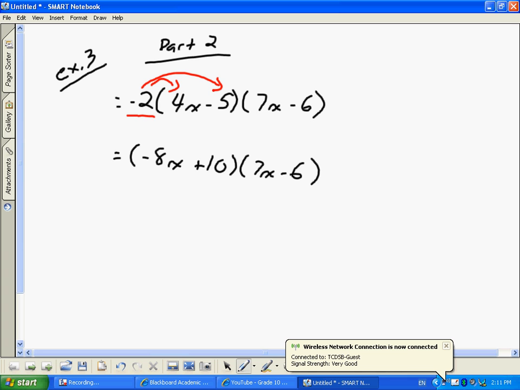Okay? Another way to describe FOIL is think of it like this. I'm taking the first term in the left bracket and I multiply it by both terms in the other bracket. Once I've done that, I take the second term in the first bracket and multiply it by both terms in the other bracket. Okay? Essentially what I'm doing is FOIL, but FOIL is an acronym that was developed to help explain it to you, to give you something to remember it by.